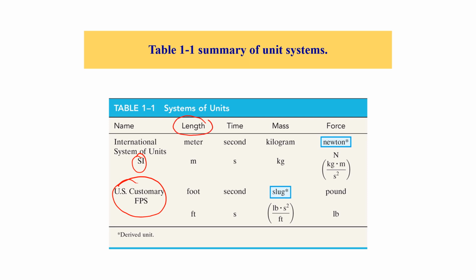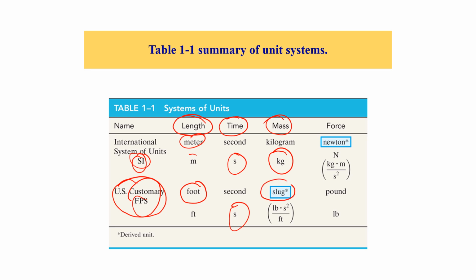If you see the length, this is a physical quantity. In SI unit, it is measured in meter, and in US customary unit, it is measured in foot. Regarding the time, both in SI and US customary unit, it is measured in second. Mass in SI unit is measured in kilogram, whereas in US customary unit, it is measured in slug. So this is important. So this is the basic unit. Slug is the basic unit for mass in US customary unit.